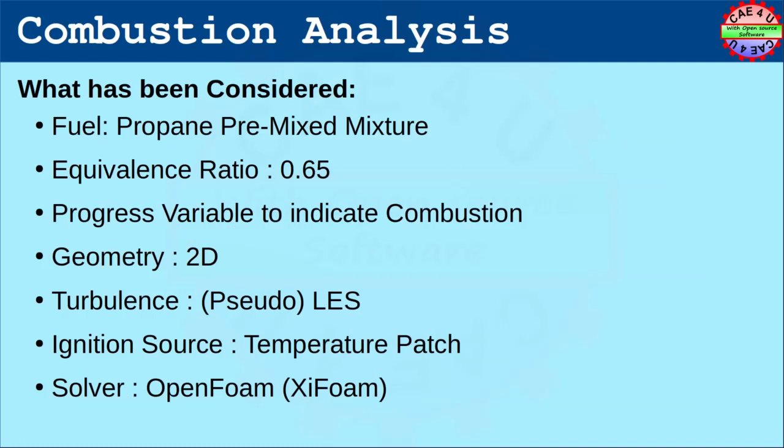We are considering propane as a fuel with an equivalence ratio of 0.65. An equivalence ratio of greater than 1 represents a rich mixture and less than 1 represents a lean mixture. Obviously, we have selected a lean mixture for the above mentioned reasons.